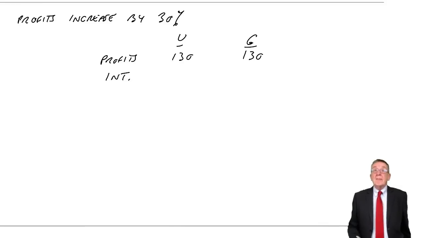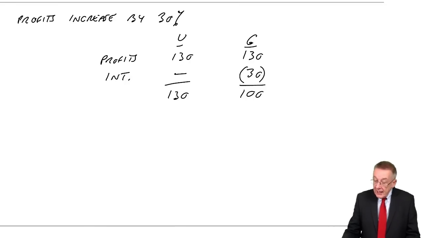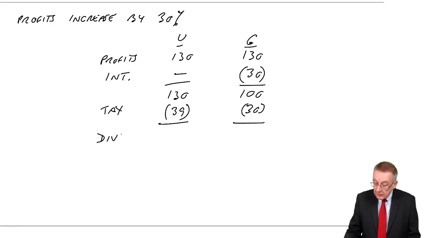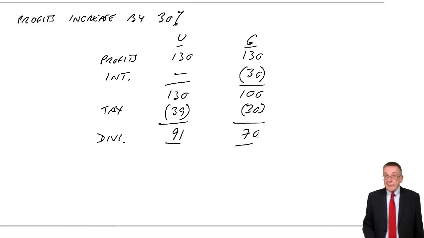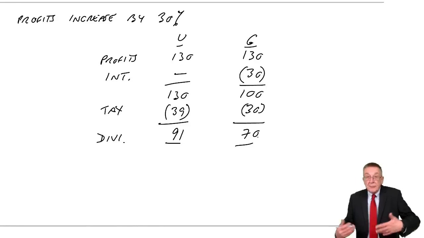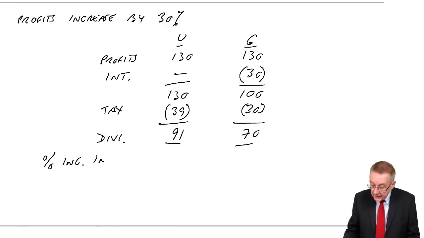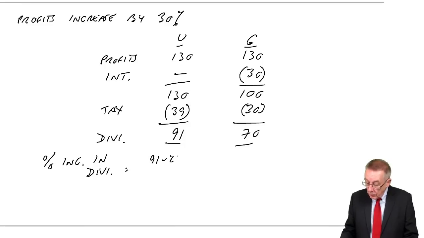Again, interest, U pays no interest, G pays a fixed 30 a year. So profits before tax, 130 and 100. Tax at 30%. For U is 39, for G is 30. Leaving an amount available for dividend of 91 in the case of U and 70 in the case of G. Again, obviously if profits go up in both cases, the amount available for dividend goes up. But the percentage increase in the dividend, in the case of U, it's gone up from 70 to 91.